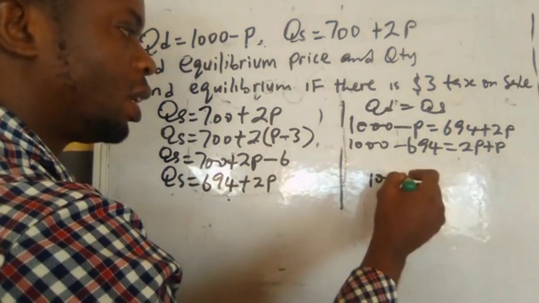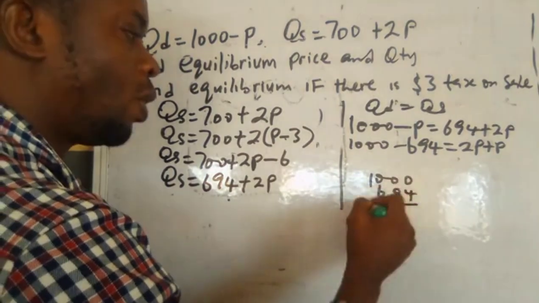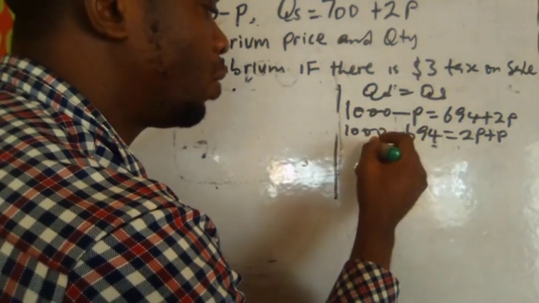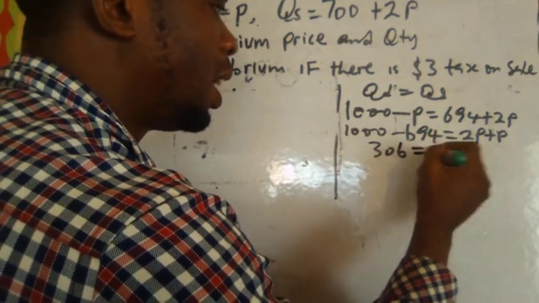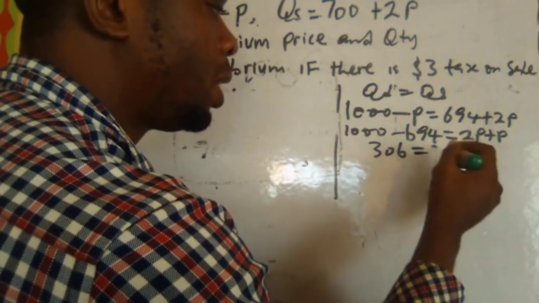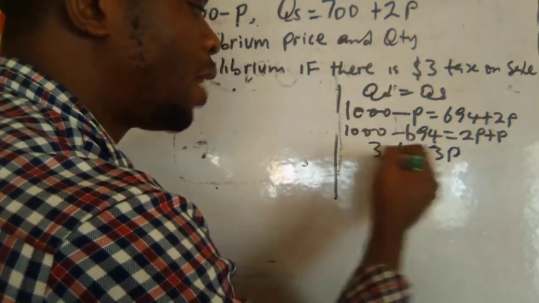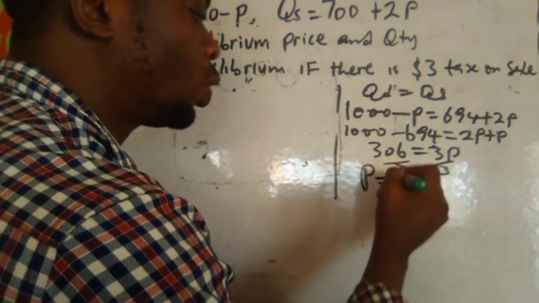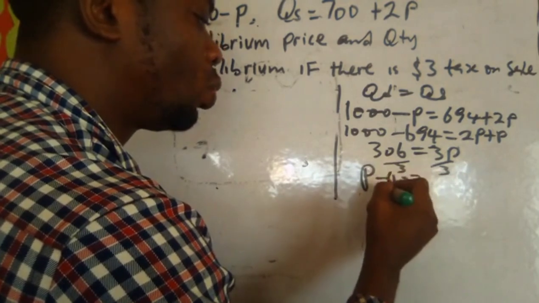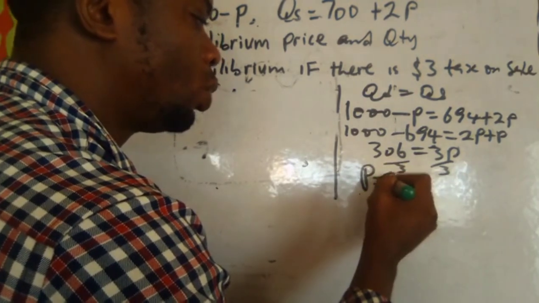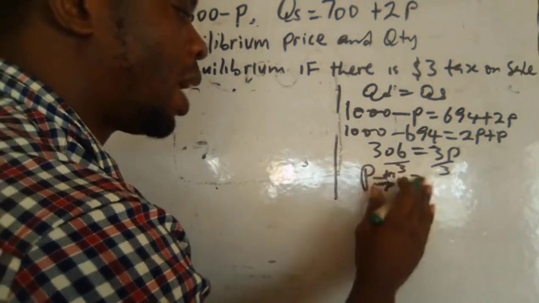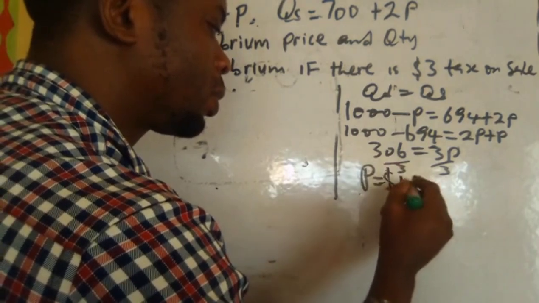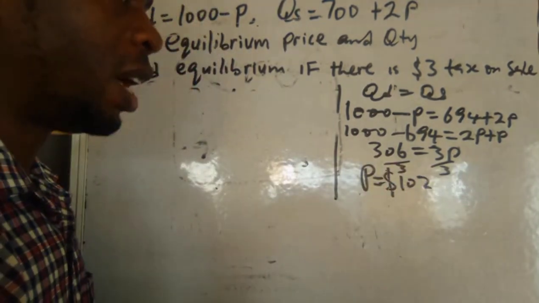Let's show it. 1000 minus 694 will give us 306. Then equal sign, 2P plus P, that is 3P. So if you divide both sides by 3, you are going to have P equals 102, which is $102. So this is our new equilibrium price. Can you see that now? $102.